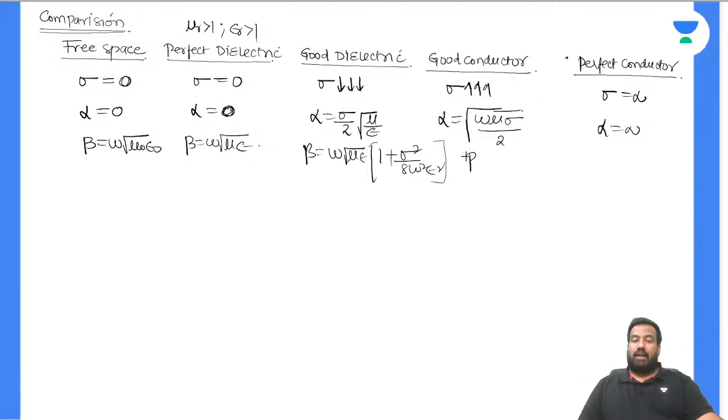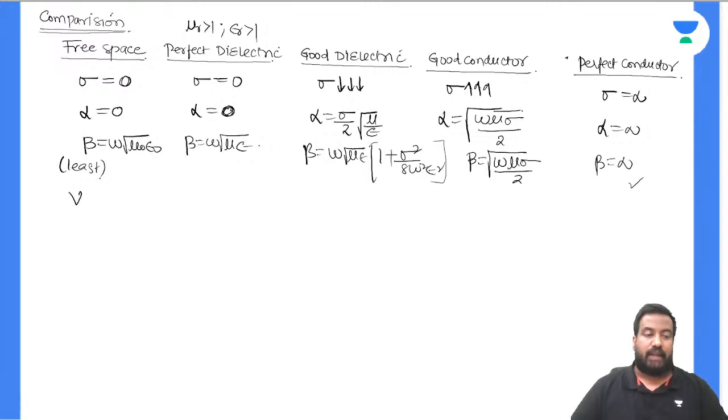In a good conductor, beta is under root of omega mu sigma by 2. Sigma is a very large value. Therefore, beta is also very large. And for a perfect conductor, it is infinity. Now again, this is the journey of beta from free space to perfect conductor. Here it is the least and here it is the highest. So those are the values of beta.